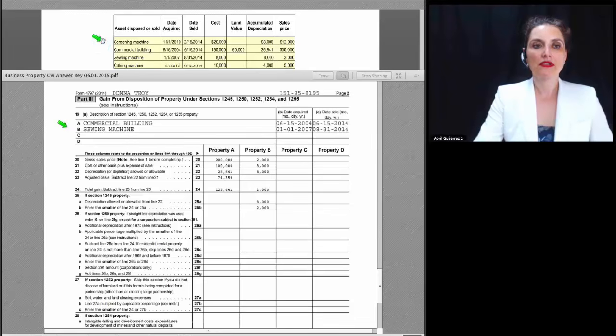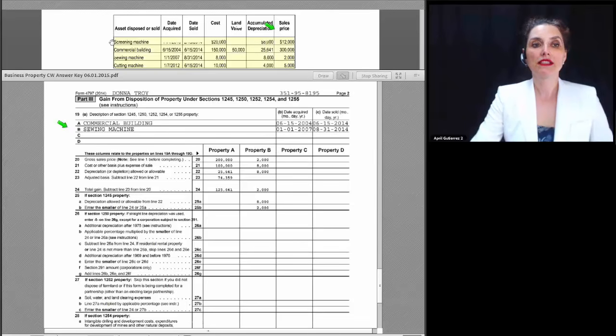We then have the screening machine, which cost $20,000, had accumulated depreciation of $8,000, giving us an adjusted basis of $12,000, and then it sells for $12,000. So it was not sold at a gain. It was sold for exactly a wash.